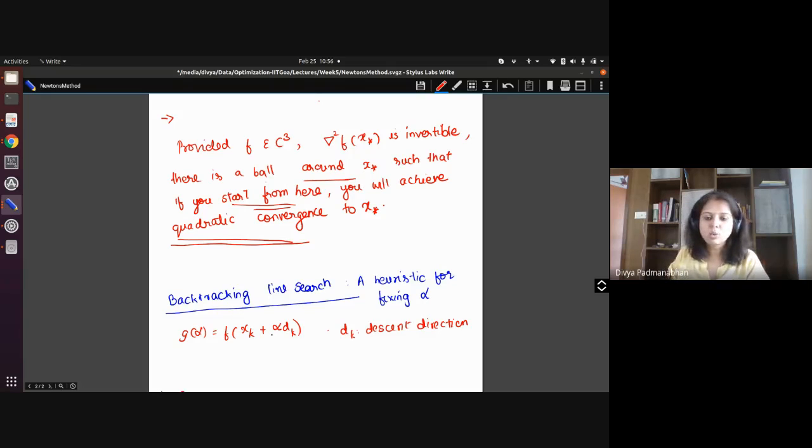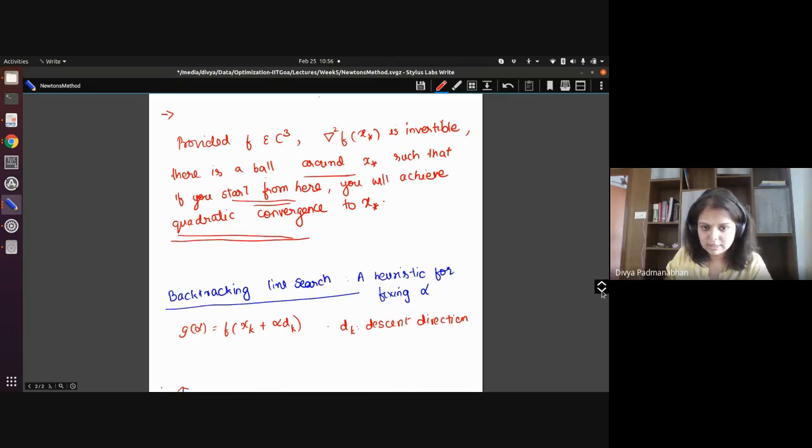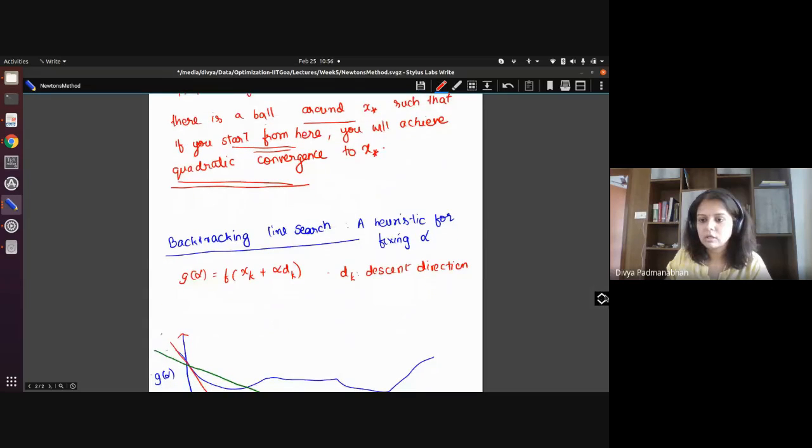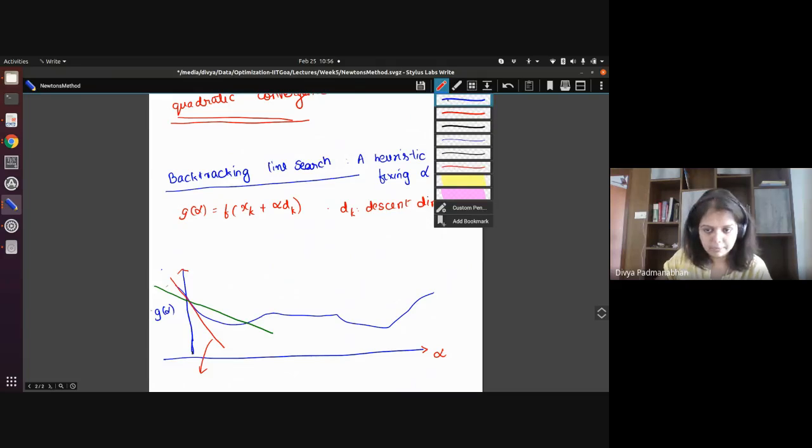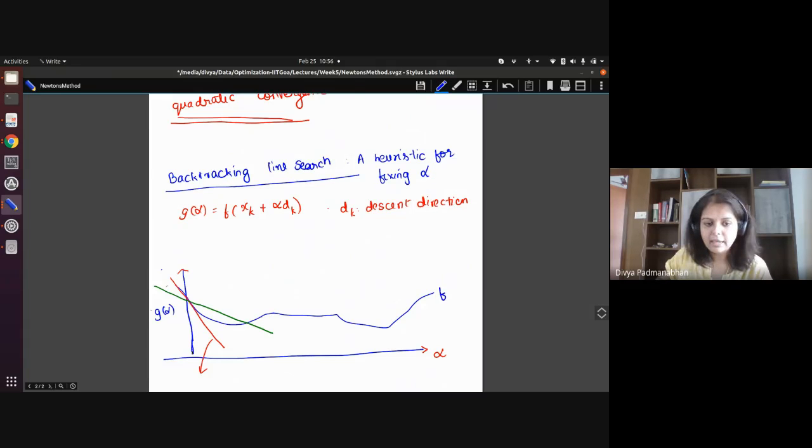So in practice, what people do is they use different kinds of heuristics. One such heuristic is what is called backtracking line search. This is quite popularly used. So the idea is this. You have this function. The one in blue is the function that you want to minimize. It's actually f, but you're writing it as a function of alpha.